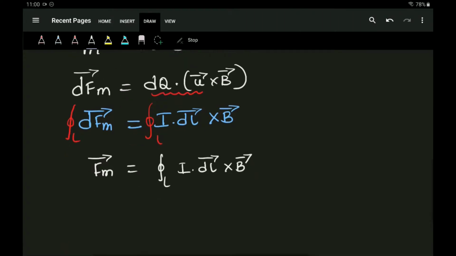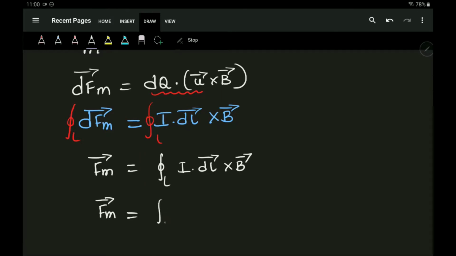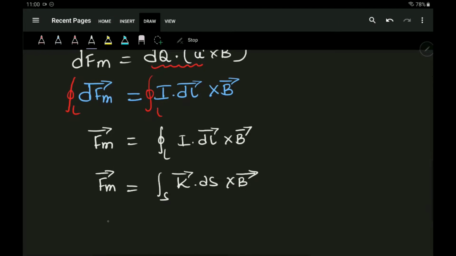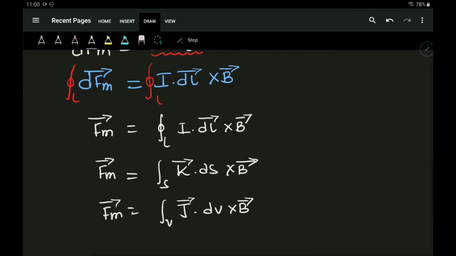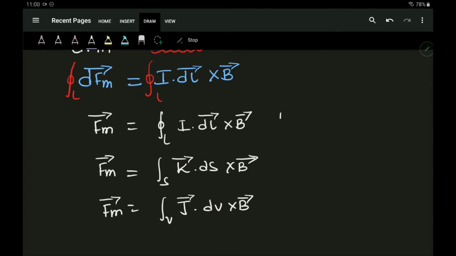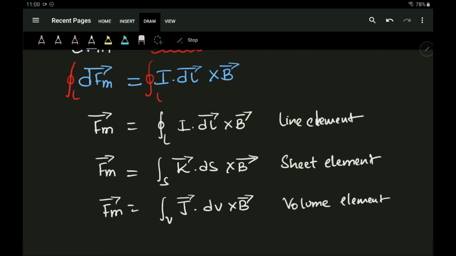The same equation can be written in different current distribution forms. The force experienced by a sheet current can be written as the surface integral of K dS cross B, and if it is a volume current, then it is the volume integral of J dv cross B. So these are the three forms of current element: this one is for the line element, this for the sheet or surface current, and this for the volume current. We are speaking with respect to current.